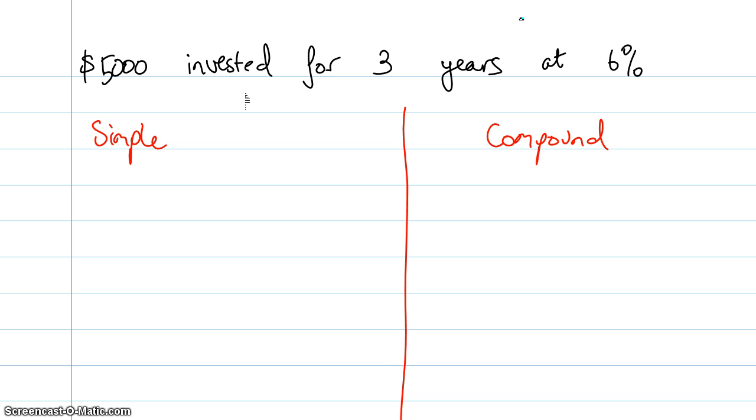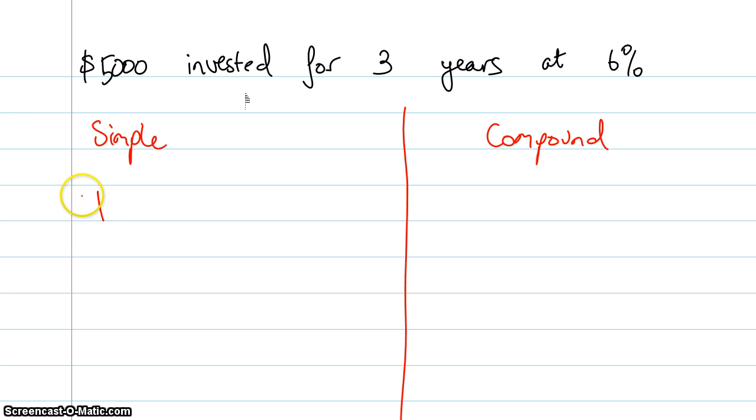Remembering that with simple interest, the principal doesn't change and therefore the interest doesn't change, whereas with compound interest, the actual principal changes each year or each time it's calculated, which means your interest is actually going to get bigger as well. So let's do the simple interest first.